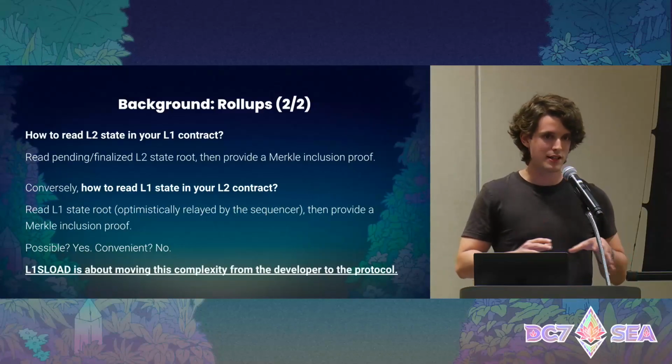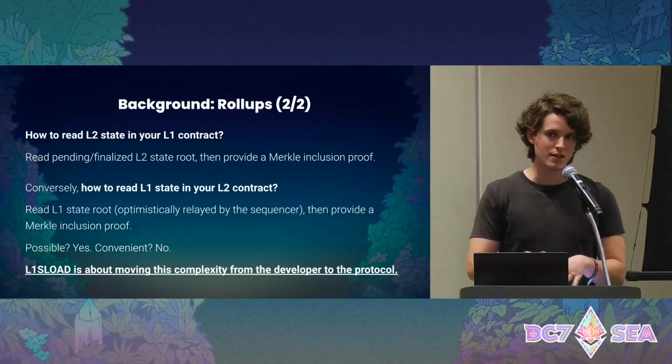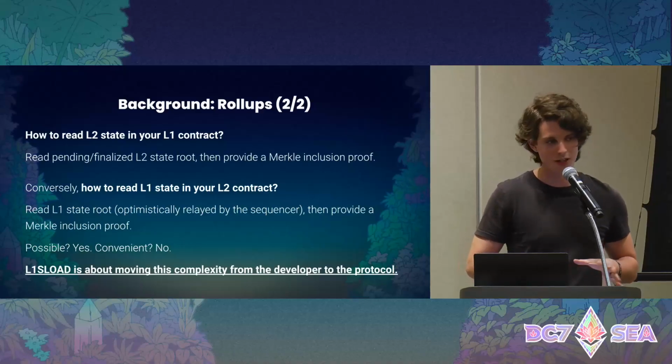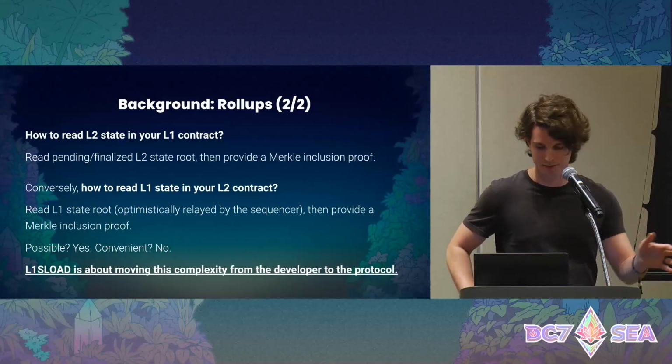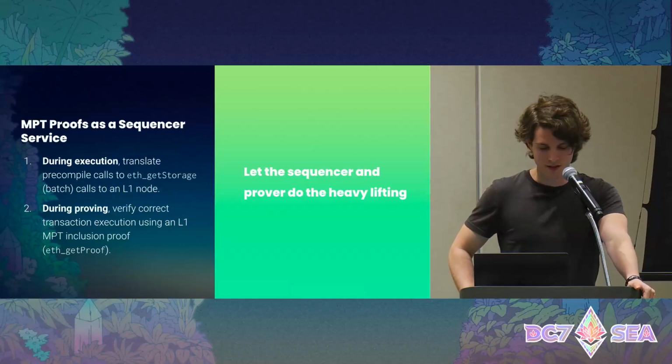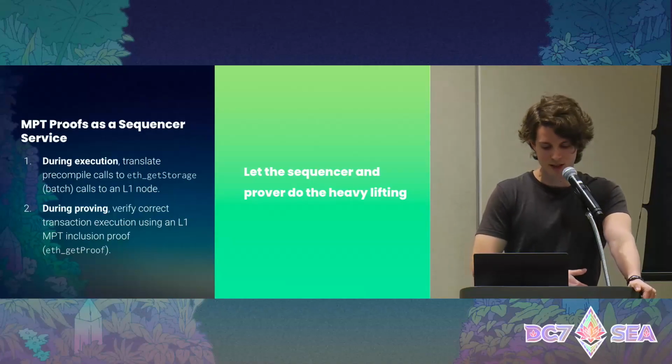So the idea here is that the second part, how to read L1 state from L2, is something the sequencer could provide you as a service. It hides all the complexity from the developers, and you just focus on your application logic and interact with this contract. So I would say it's Merkle proofs as a sequencer service. That's one way to think about it.